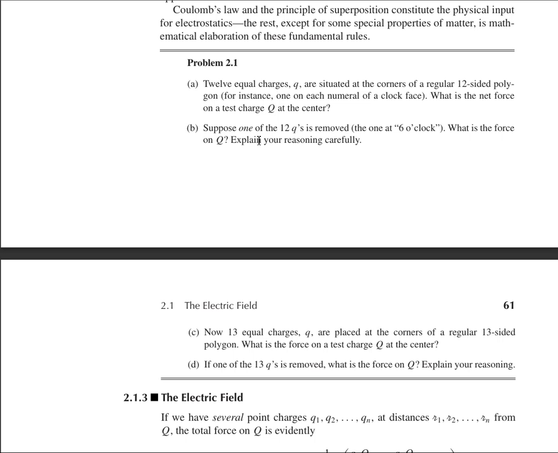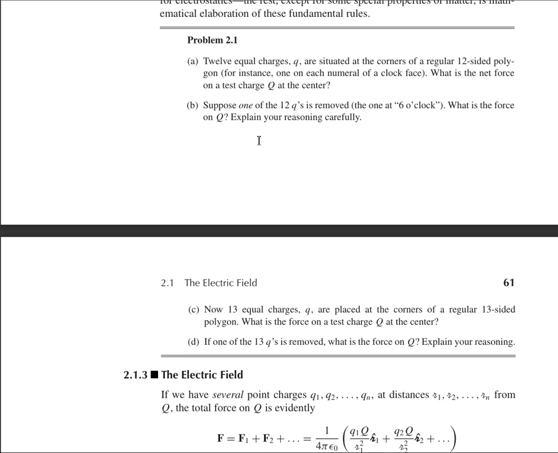12 equal charges Q are situated at the corners of a regular 12-sided polygon. Okay? For instance, one on each numeral of a clock face. What is the net force on test charge Q at the center? This is obvious. Look, if you have seen any clock, every number will have another number opposite to it, so the answer is 0. That's not a very remarkable question.